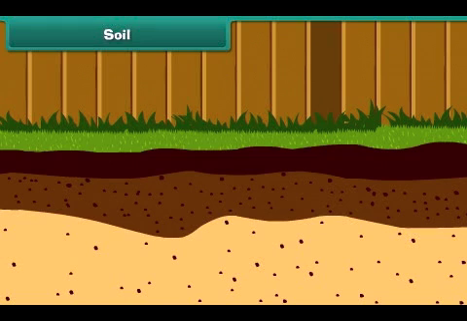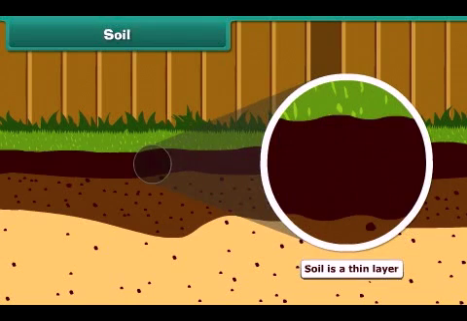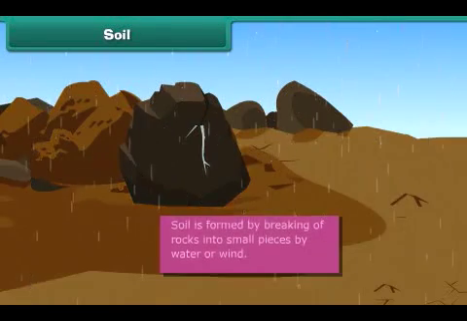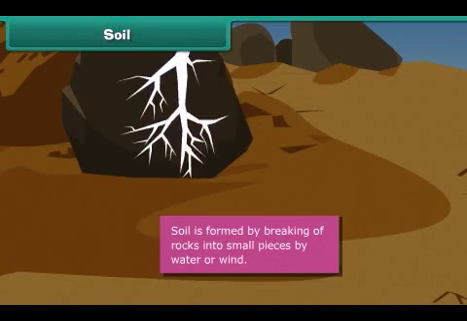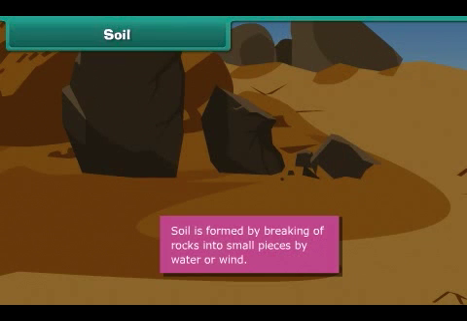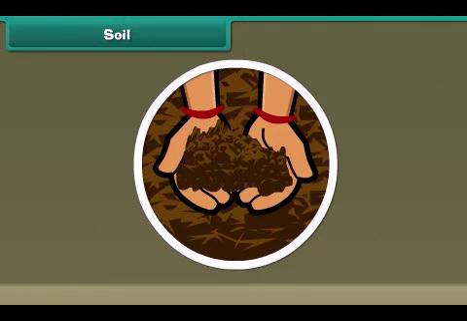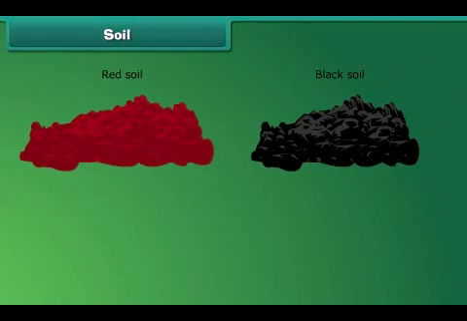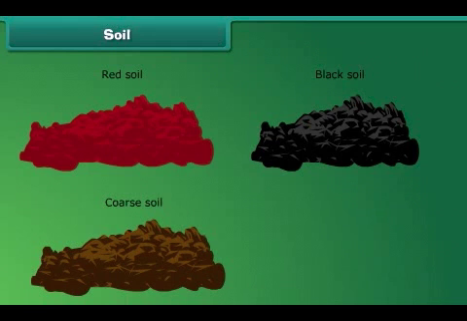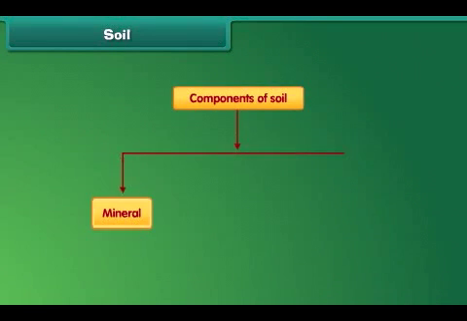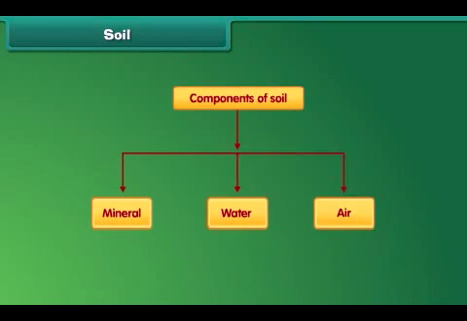Now we move on to another interesting topic of this course, that is soil. Soil is a thin layer of Earth's crust. It is formed by breaking of rocks into small pieces by the influence of water or wind. Soils are of different types, such as red soil, black soil, coarse soil, and fine soil. Mineral, water, and air are the three important components of soil.